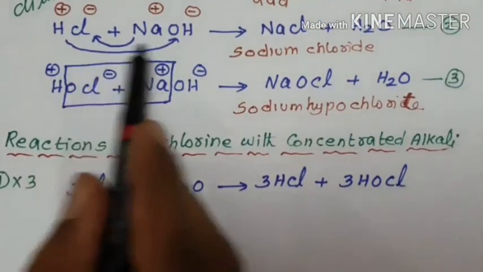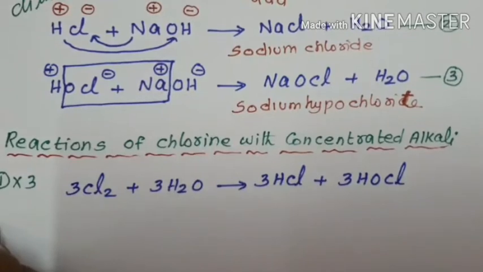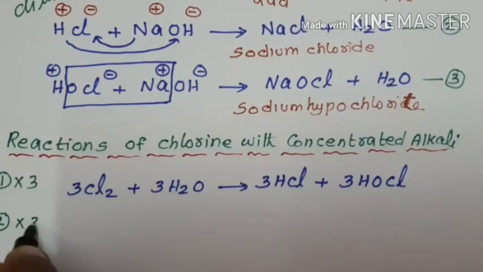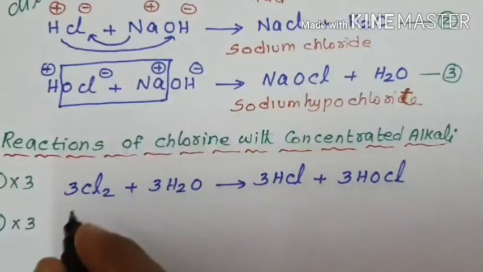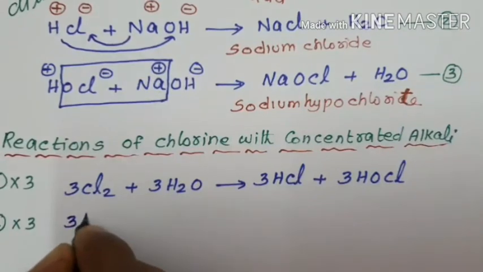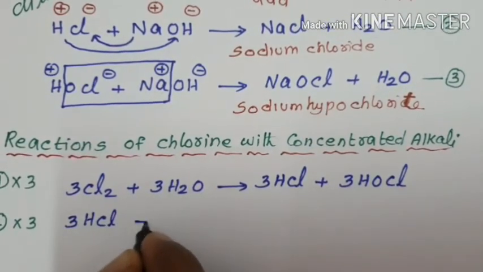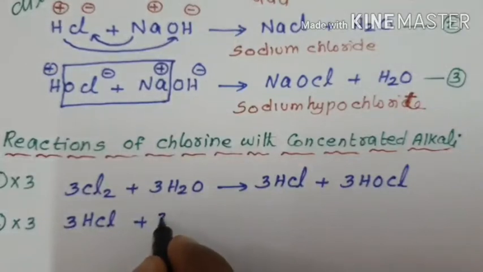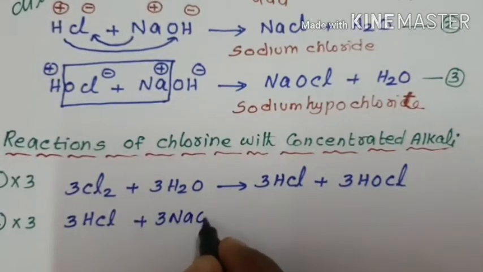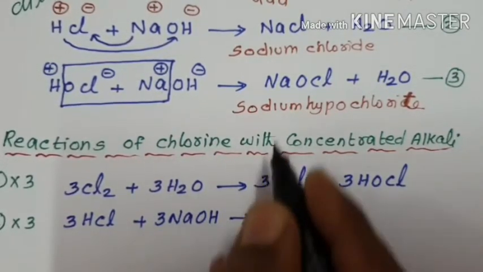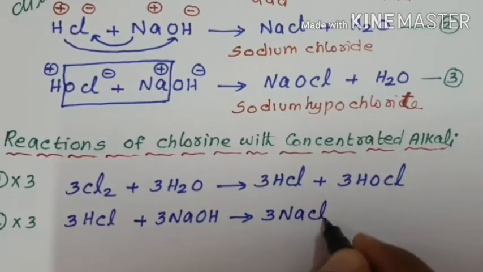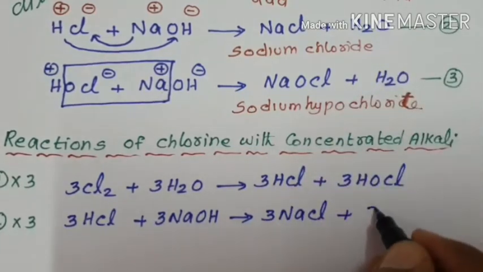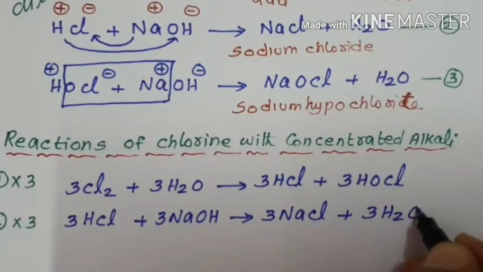Multiply equation 2 into 3. This is equation number 2, into 3. You will get the reaction: 3 molecules of HCl undergo reaction with 3 molecules of NaOH gives 3 molecules of NaCl plus 3H2O. Second equation is over.